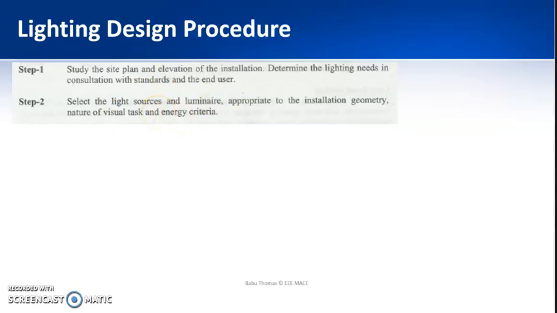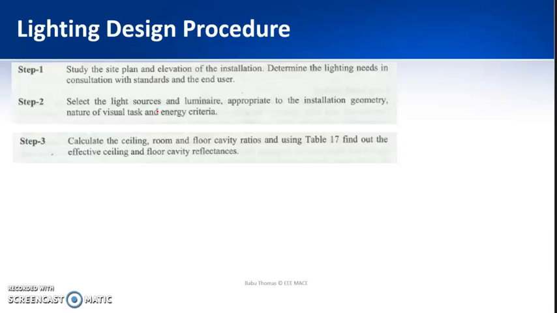So these are just preliminary things before the lighting procedure, and once it is provided with the amount of lux level and the type of the lamps to be used, then we can go to the next step. That is calculating the ceiling, room and floor cavity ratios, and using table number 17 of the lighting handbook to find out the reflectance values.